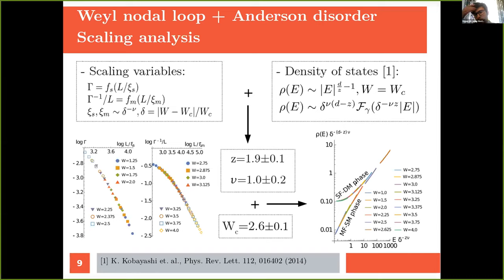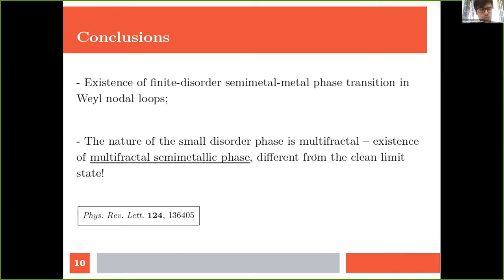Okay, and the other corresponds to the single fractal diffusive metal, for which as you decrease your energy, your density of states becomes finite. Okay, now just to conclude, we have observed the existence of a finite disorder semi-metal to metal phase transition, but more importantly, we have seen that the nature of this small disorder phase is multifractal, so we dubbed it multifractal semi-metallic phase, which is a phase that is very different from the clean limit state.